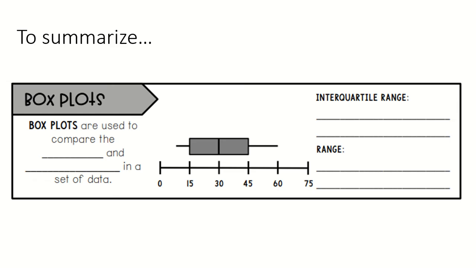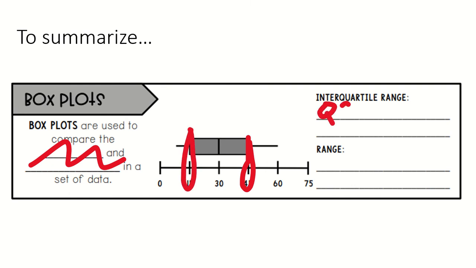So to summarize this whole topic, box plots are used to compare the, this is not so important. It should say spread and distribution, but those are not words that I really talked about. Okay, interquartile range. Interquartile range means, remember the quartile, that's this box. What's the range in that? That means what's the highest and the lowest subtracted. So that's going to be 45 minus 15, right? That's the difference between quartile 3 minus quartile 1. That's 45 minus 15 equals 20.